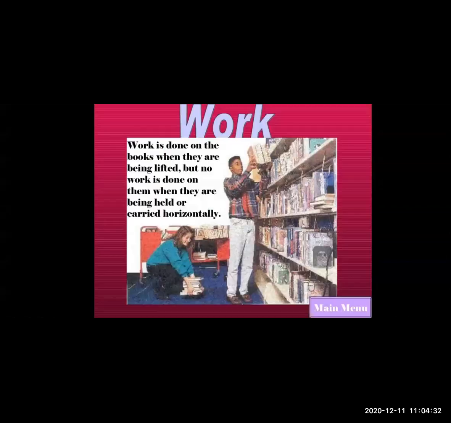Okay, then here you can see that the work is done with the help of lifting the book. But if you carry the books horizontally, that does not mean that you are performing some work. Work means, when you are doing something physically and mentally with the help of displacement, at that time we can say that the work is done.